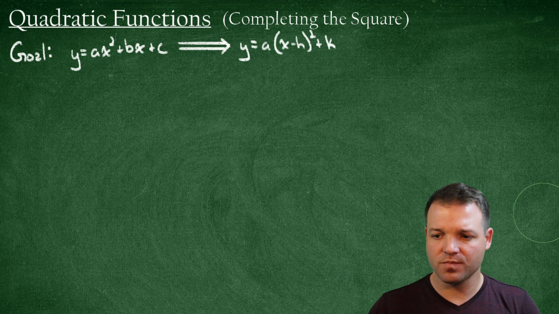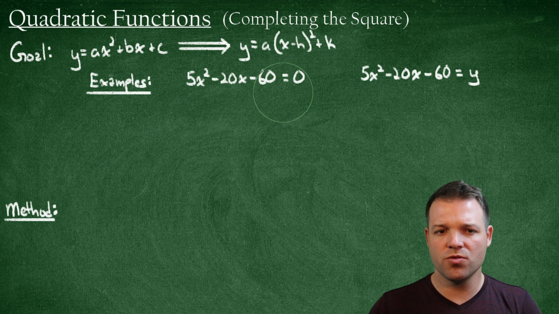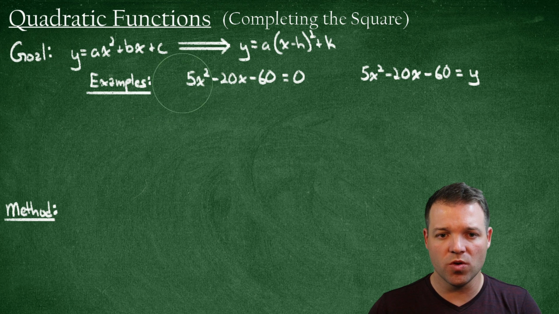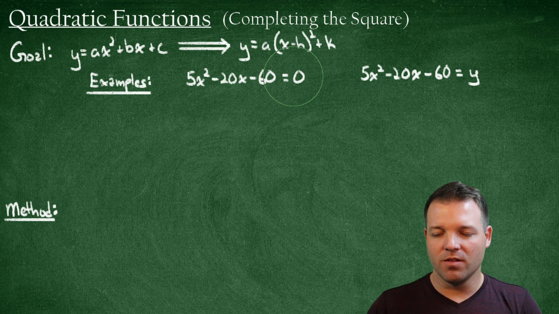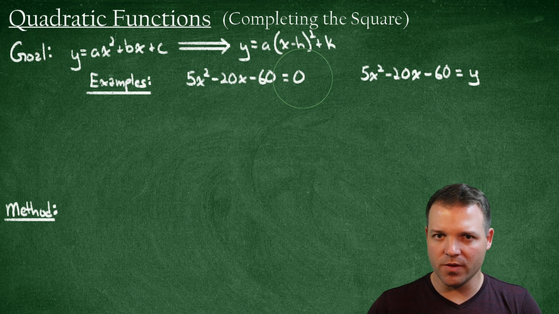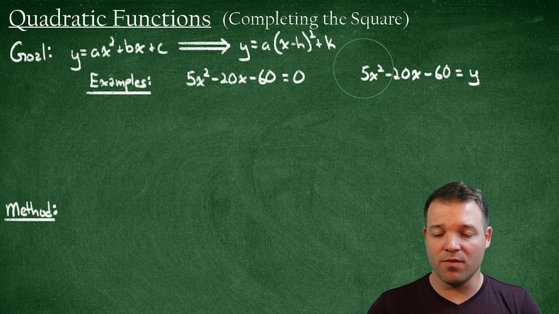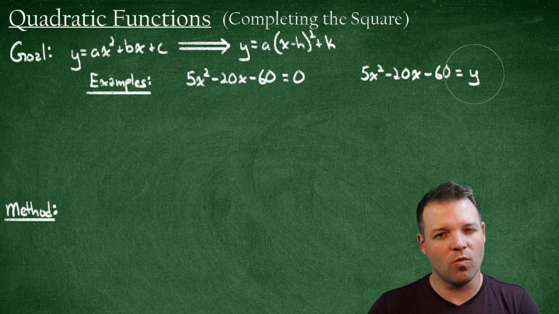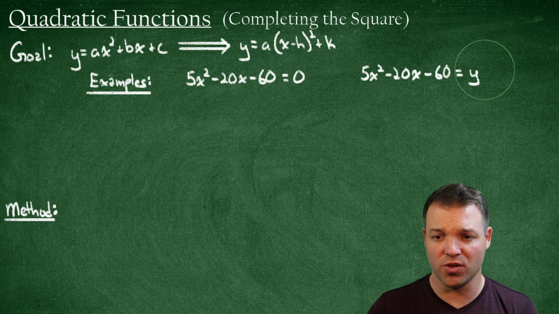Okay? So the method. I'm going to list out the method below here. There are 4 steps to this method, and I'm going to use 2 different examples to show you what's going on during this method. Because in this first example, if you have a quadratic that is equal to 0, all you're really doing at this point is solving for the x-intercepts or the roots. But if you have the exact same quadratic here, if it's equal to y, that's really the equation of the quadratic itself, of the parabola, okay?